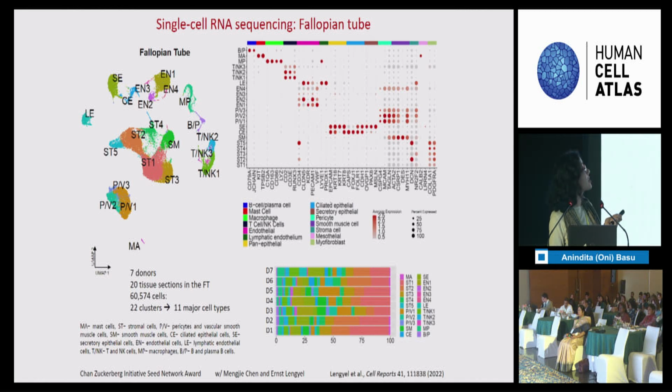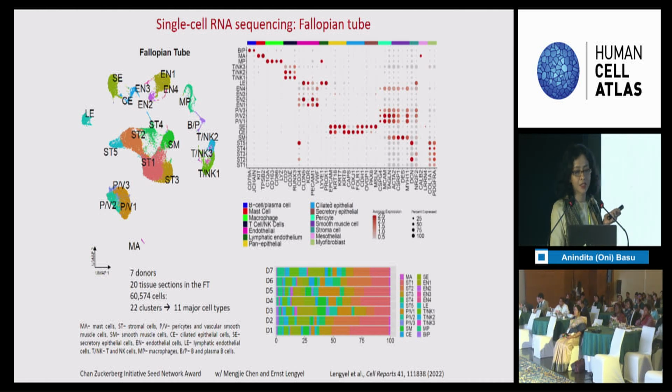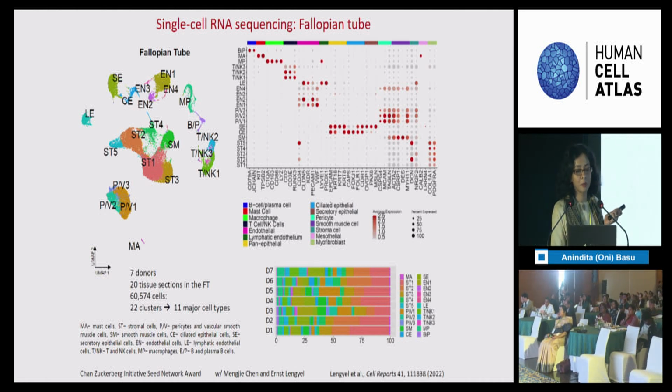Cell types, so ST are stroma cells. There are many different types of stroma cells. T and NK cells, there are subdivisions, endothelial cells, and so on. So our study in postmenopausal fallopian tube was also motivated by our other interest in ovarian cancer, where these two cell types, the SE and CE cells, ciliated epithelial and secretory epithelial cells, seem to play a big role.